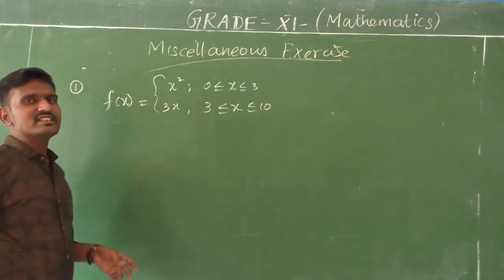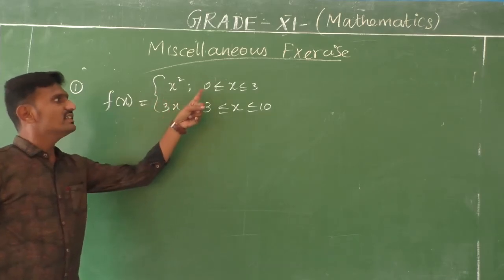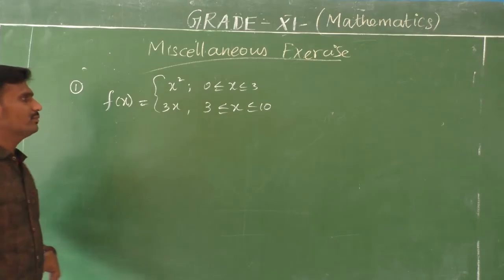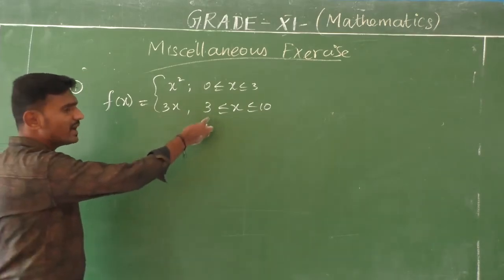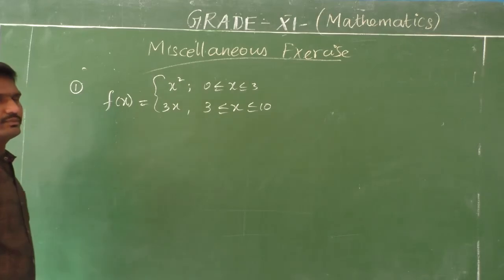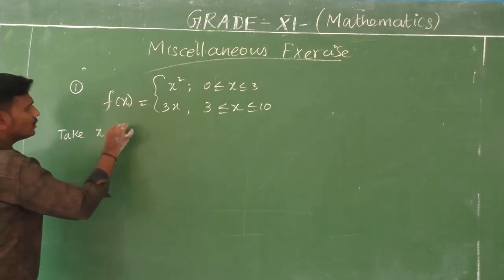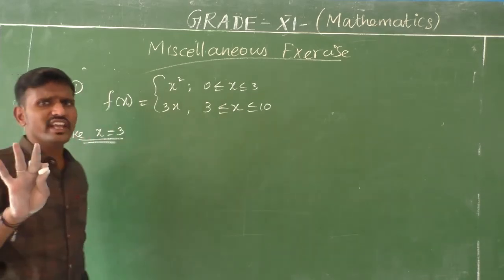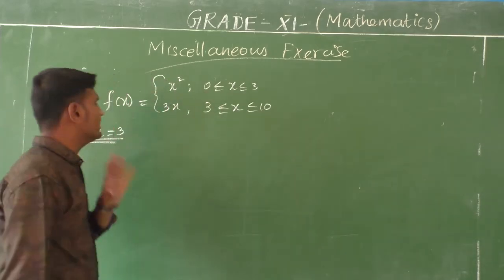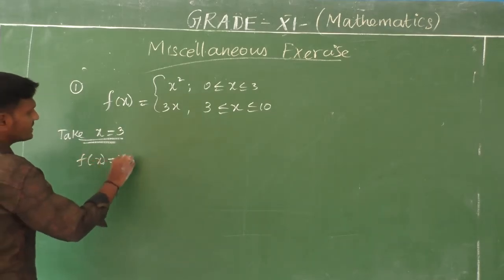So two pieces of f of x are given. The first one is x square for the interval 0 is less than or equal to x is less than or equal to 3, and the second one is 3x for the interval 3 is less than or equal to x is less than or equal to 10. For that I am taking the common point, x equal to 3. Why x equal to 3 only? Because this is a common point on both. Now I am going to substitute f of x equal to x square.